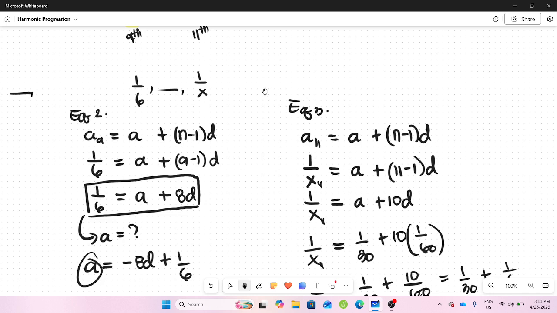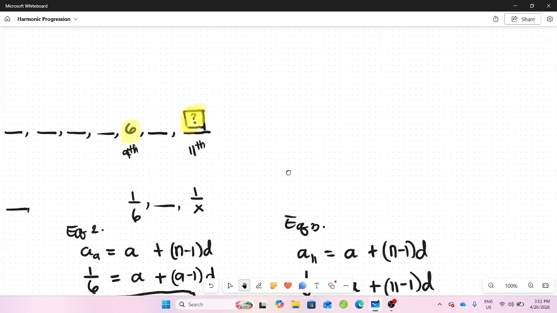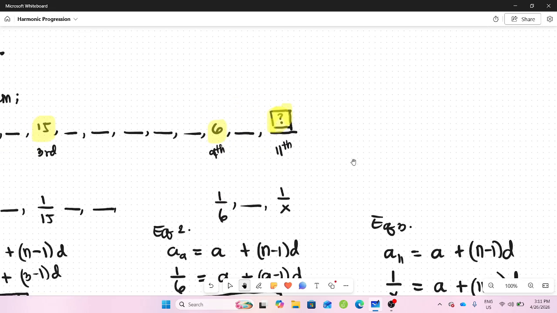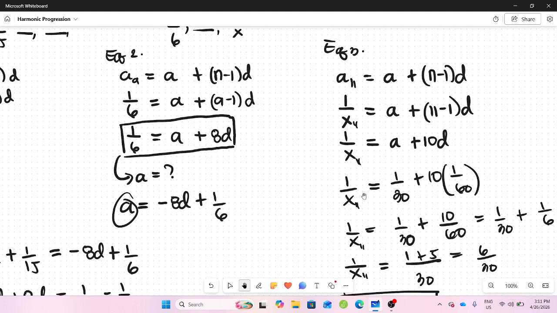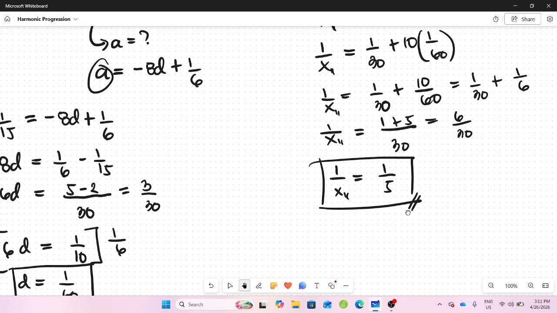Okay. So with that said, the value here is actually equal to 5. And this is the answer. I hope you get that one.